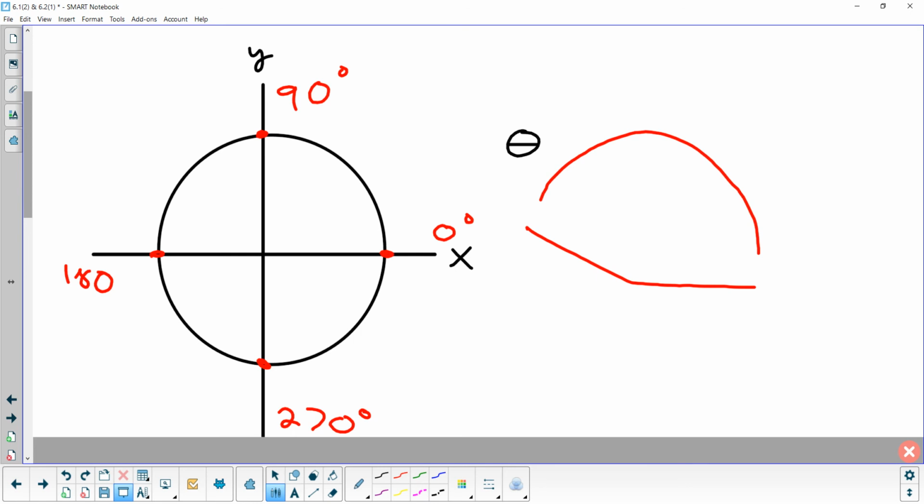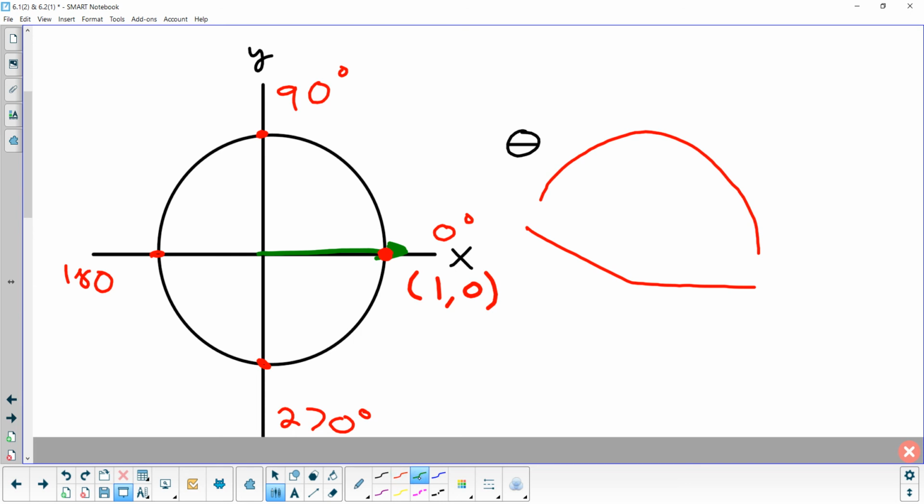So let's start with 0 degrees. So this would represent your initial side, always right there, and the terminal side, right on top of it. What would be the coordinate right there if you've gone right 1 from the origin? Yeah, this would be the coordinate 1, 0. And that is always the coordinate for 0 degrees on a unit circle. It has an x value of 1 and a y value of 0.